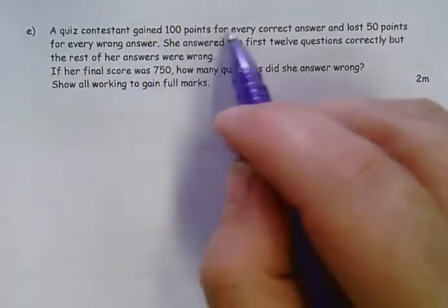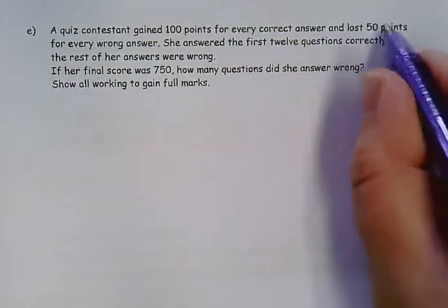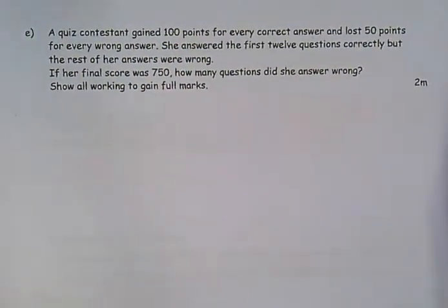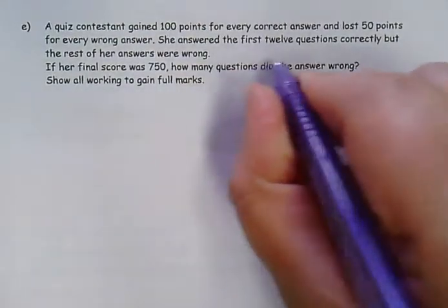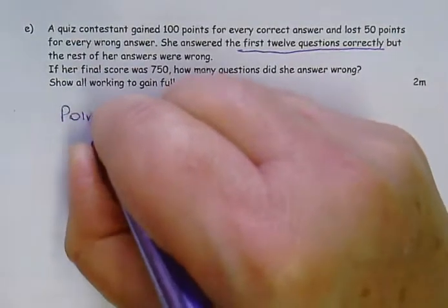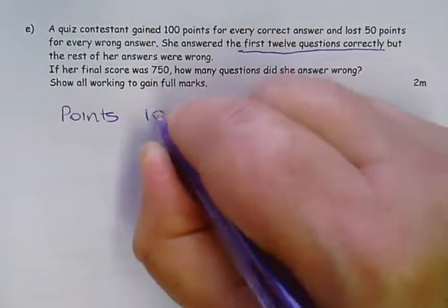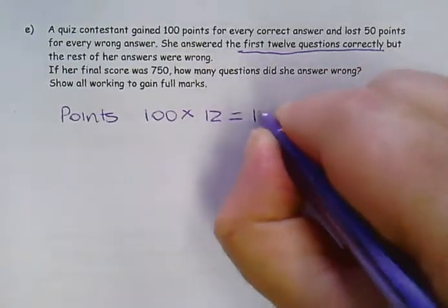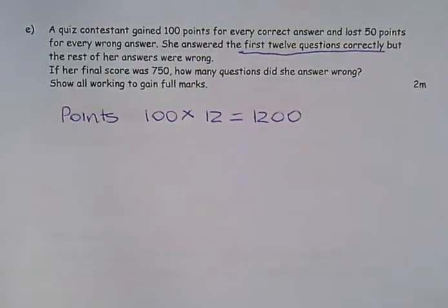Okay, now for question 5E. A quiz contestant gained 100 points for every correct answer and lost 50 points for every incorrect answer. She answered the first 12 questions correctly, but the rest of her answers were wrong. If her final score was 750, how many questions did she get wrong? So let's look at our first 12 questions correct. So the points for the first 12 questions would be 100 times 12, which is 1,200 points.